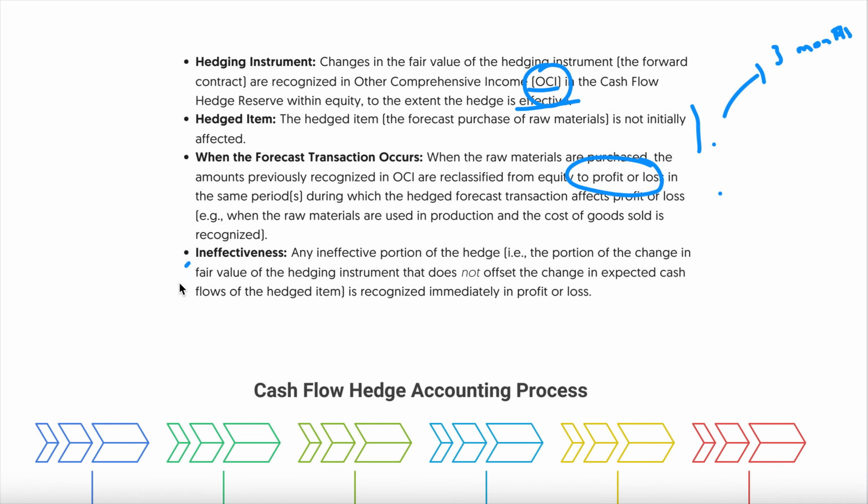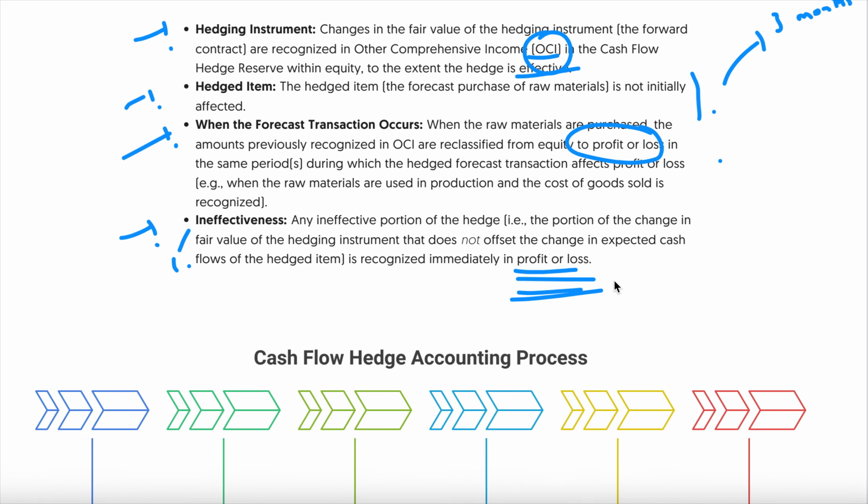And then any ineffectiveness will go straight into the P&L. So any ineffective portion of the hedge, that is the portion of the change in the fair value of the hedging instrument that does not offset the change in expected cash flows of the hedged item, is recognized immediately in the P&L. So there are 4 things: hedged instrument, item, transaction, when it occurs, whatever happens in between, and any ineffectiveness goes into the P&L.